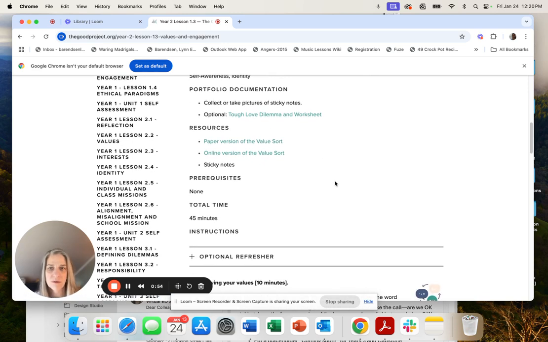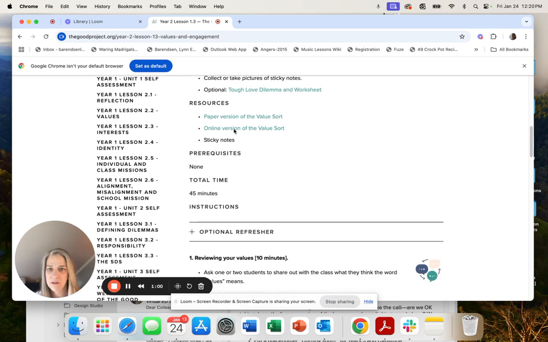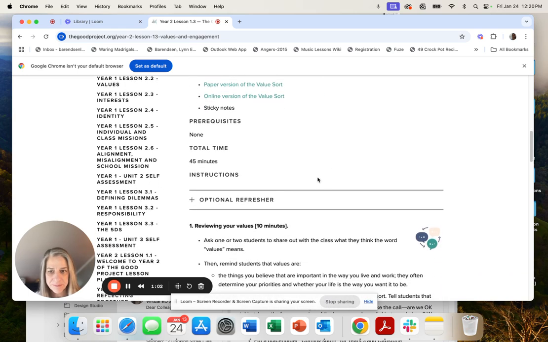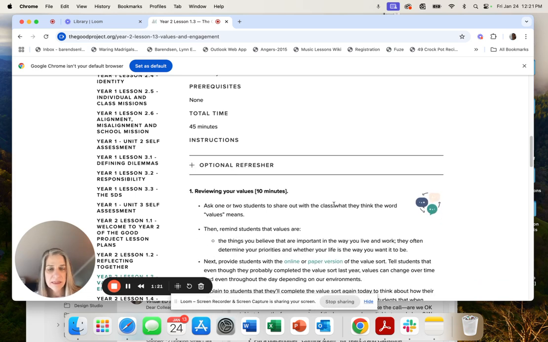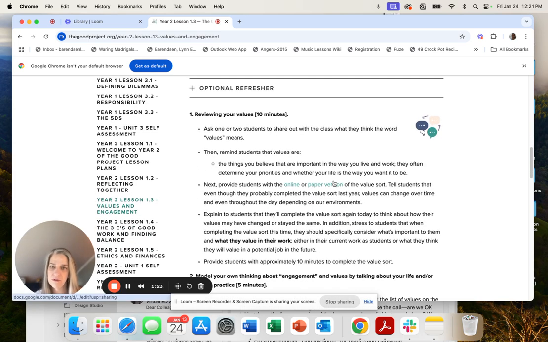The resources are there's both a paper version of the value sort and there's a new online version of the value sort as well. You'll also need some sticky notes for the activity. So again, an optional refresher to perhaps revisit the idea of engagement, what it is, a feeling of meaning or connection to your work. So one possibility would be to suggest that students turn to one another and talk about when they feel engaged. So again, optional refresher, you know your students best.